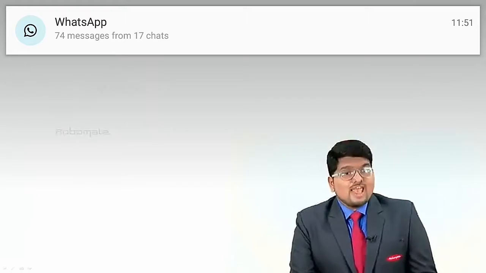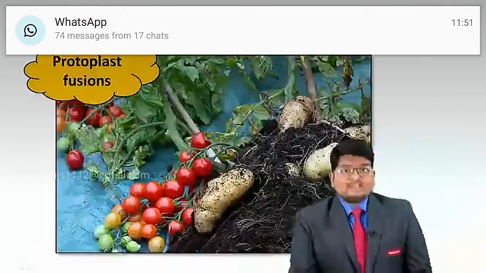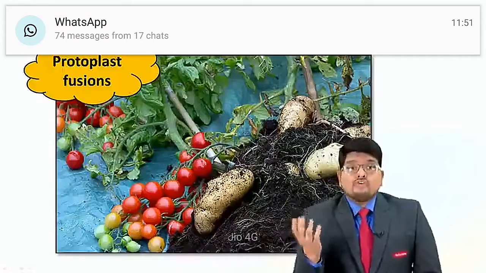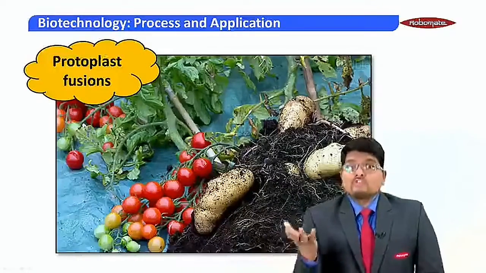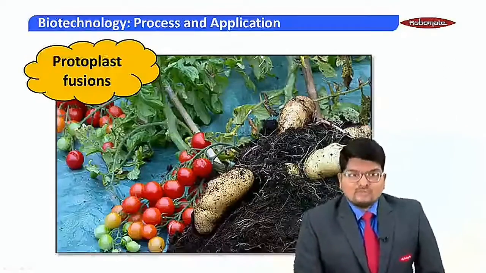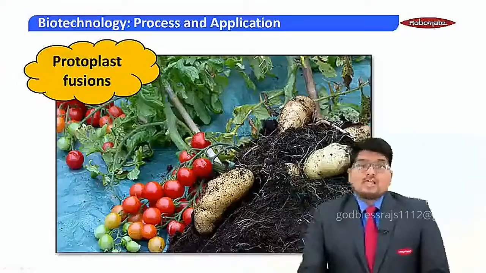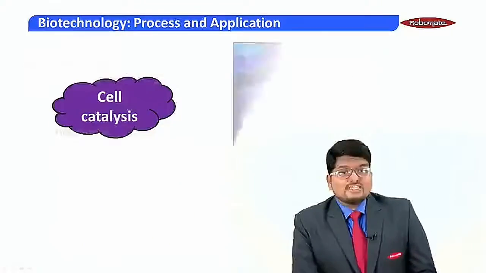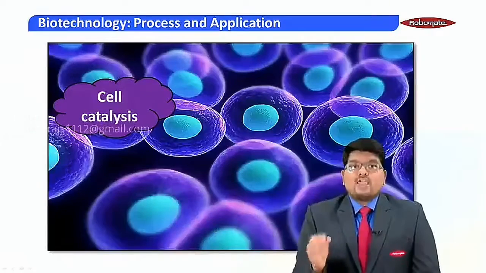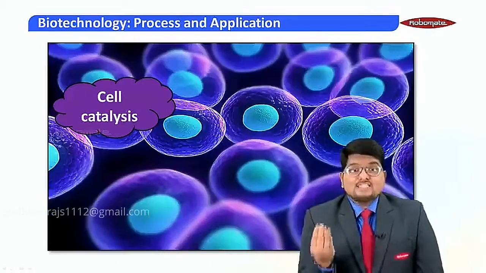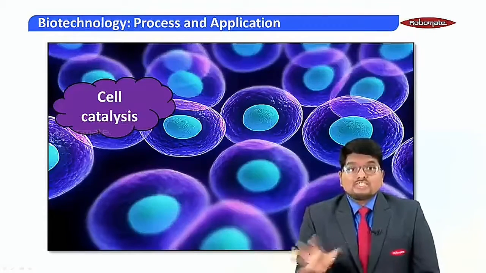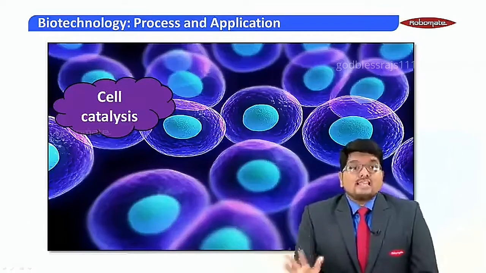So let us move ahead and take a look at another application, protoplast fusion. Now the fusion of two different protoplasts from two different sources is protoplast fusion. The best example of protoplast fusion is pomato. The next application we have here is cell catalysis. Now this is a procedure where an entire cell is utilized for catalytic purposes in procedures. So this procedure is known as cell catalysis.